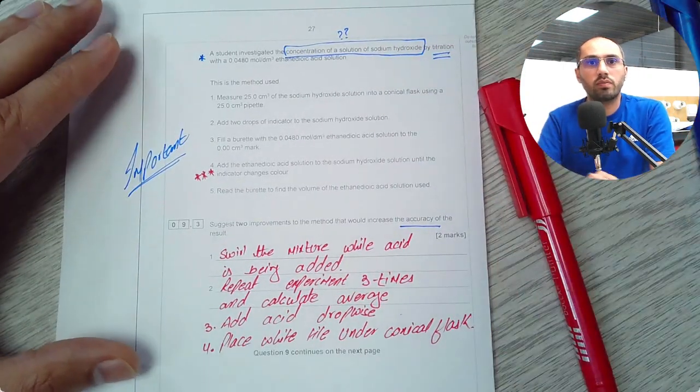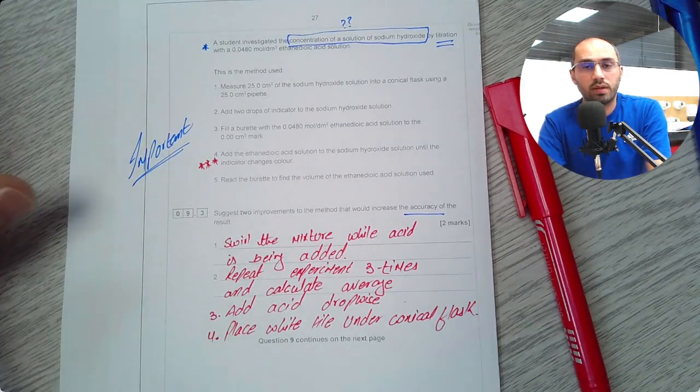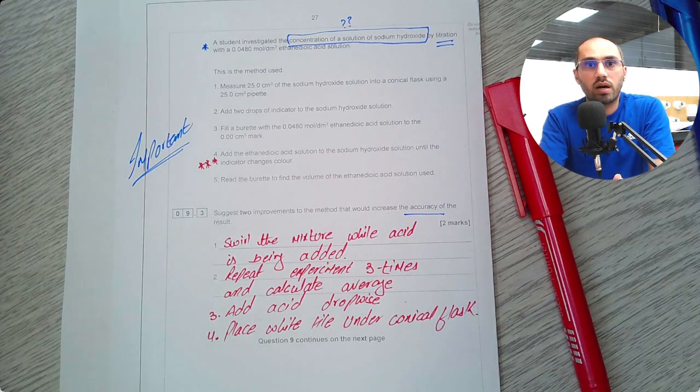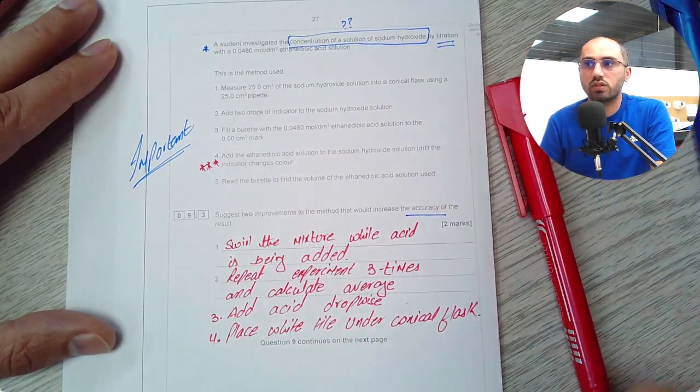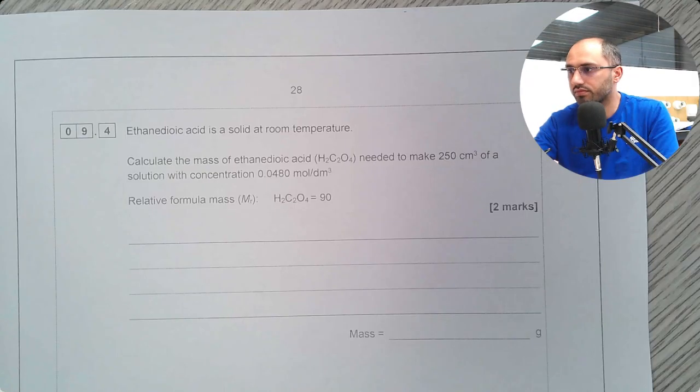Now, I do want to remind you that this question is very important because who knows, it might appear in your exam as a 6-marker. So you'll have to write down the method of performing titration. If they ask you that question, this is what you will have to write down in response to that question.